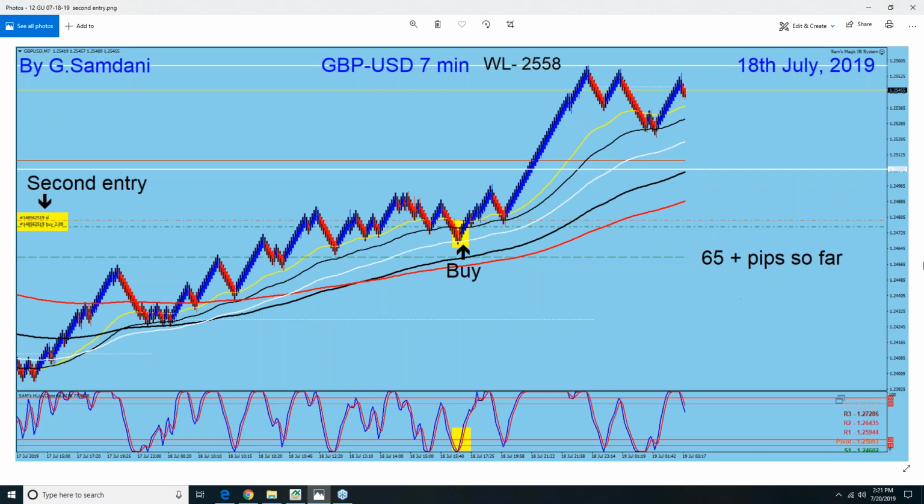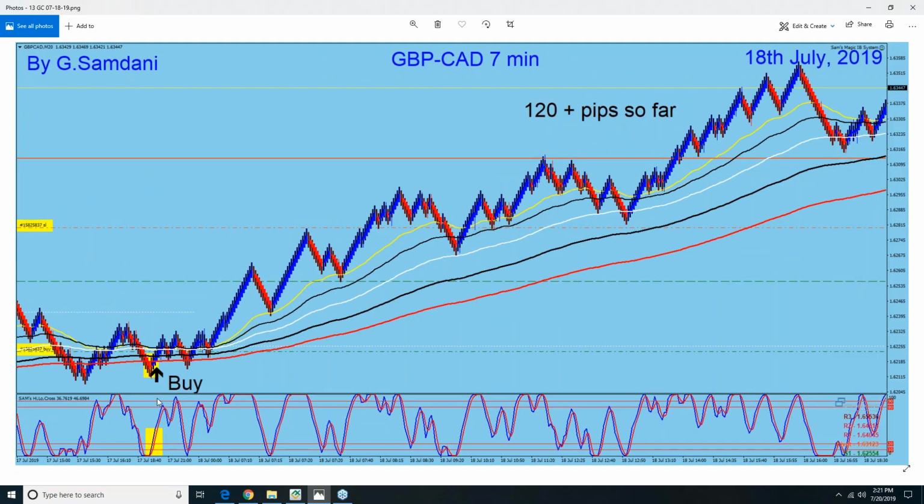And then the last but not the least is pound CAD, also thanks to pound strength coming in as a retracement, and it went down. Now let me show you why I shorted all these pound pairs.